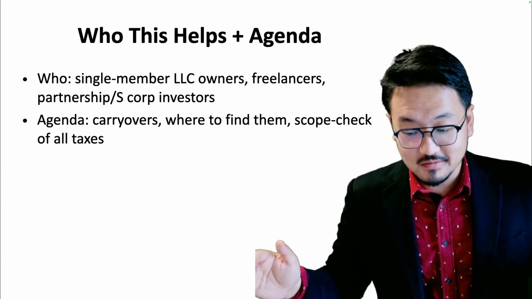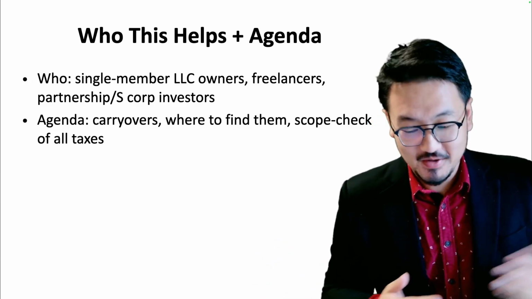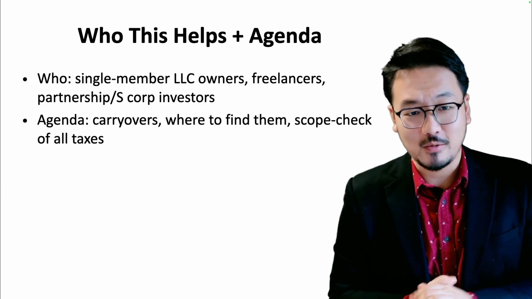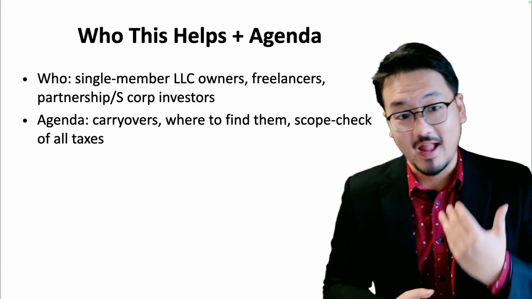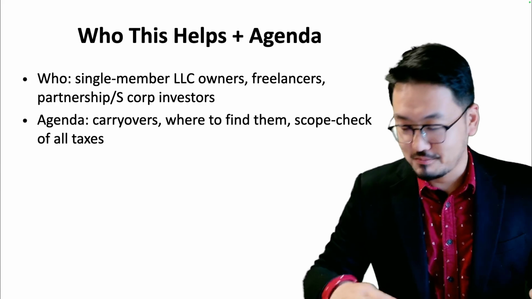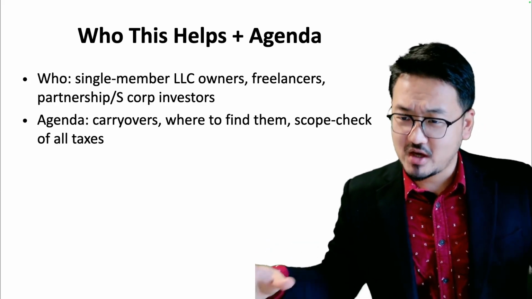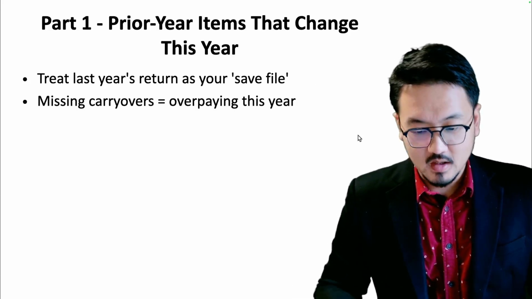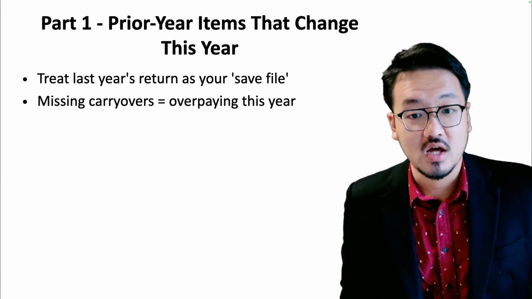To find it in last year's PDF, you must have digital PDFs that you just don't need to click and print out, and I'm going to show you where to find it. And of course, a scope check just to make sure that nothing gets missed. Okay, so prior year's items that change this year.